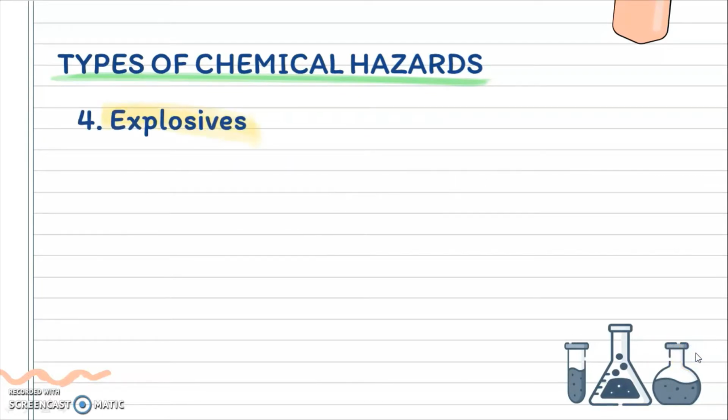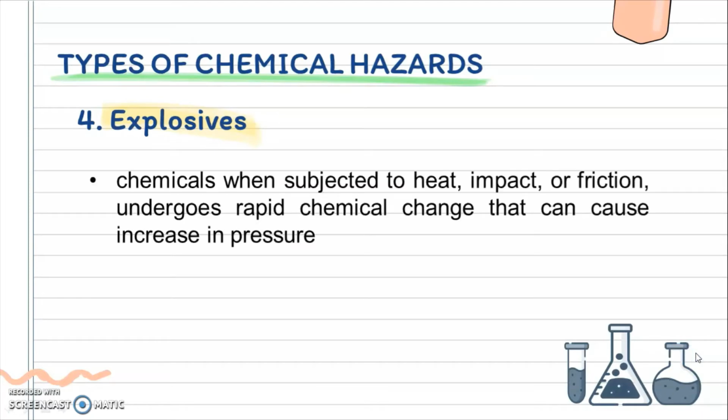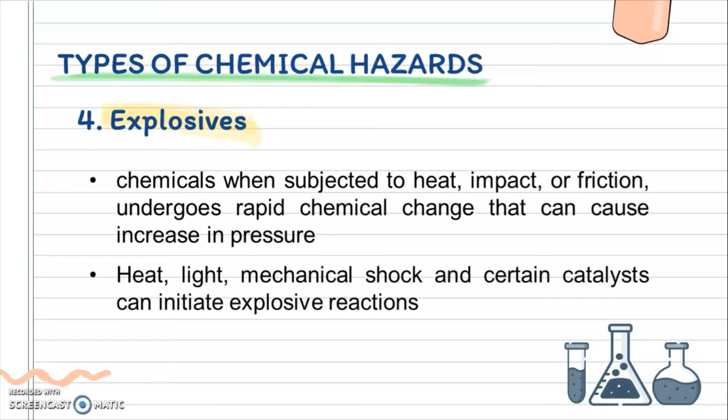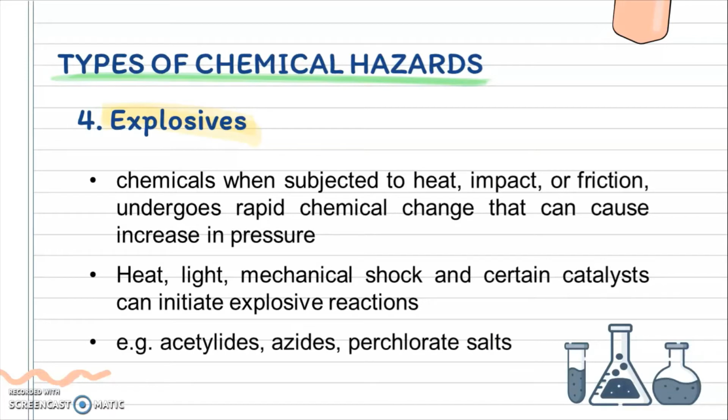Next, we have explosives, which are chemicals that when subjected to heat, impact, or friction, undergo rapid chemical change that can cause increase in pressure. Kapag tumaas yung pressure niya, pwede siyang sumabog. If it encounters heat, light, mechanical shock, and certain catalysts that can initiate explosive reactions. Some examples are acetylides, azides, and perchlorate salts.